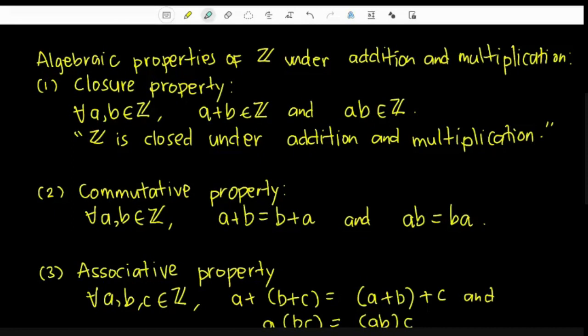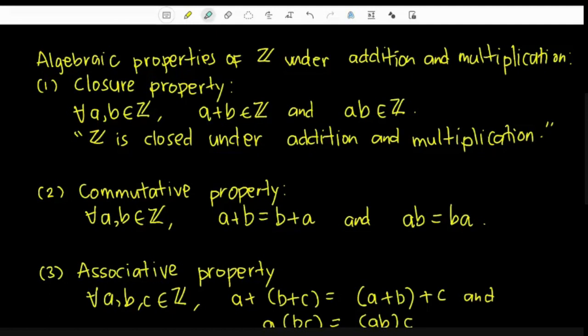So let me just review them. First property is closure property. That means that whenever you add or multiply two integers, the result is again an integer. This is what we know as the closure property, or we say that the set of integers is closed under addition and under multiplication.